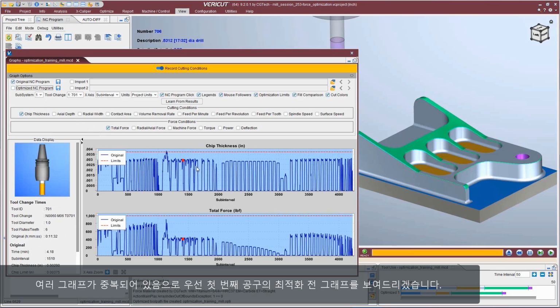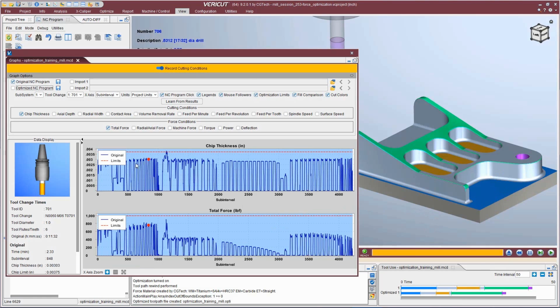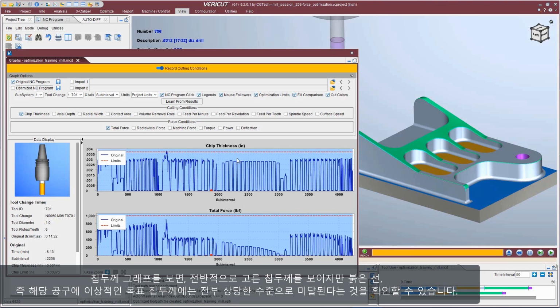This is the original NC program graphing that we can see for this first cutter, and the cut color that you see in the background ties to the color on the part to give you a clue of which machining operation or toolpath you're examining. Now looking at the graph activity, we see that it looks relatively constant, but you've got this red dashed line up here, which is the target chip thickness for this operation and this tool.